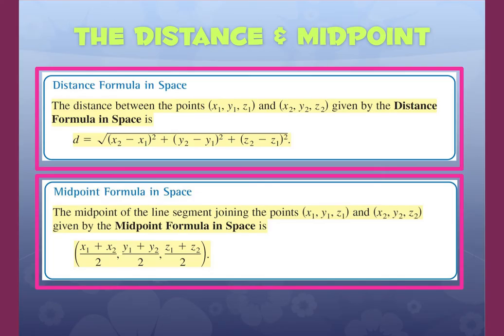All right, then we get to distance and midpoint. If I want to find the distance between two three-dimensional points, or the midpoint between those points, I literally take the formulas you already know, but I add on for z. So the distance is the square root of (x2 minus x1) squared plus (y2 minus y1) squared plus (z2 minus z1) squared.